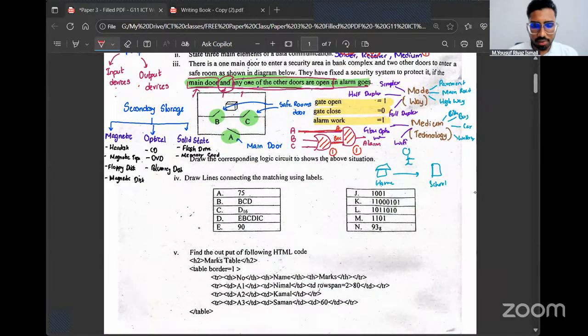Okay, because they have said A is the main door, it is represented as this main door, and any one of the remaining, so B and C are the remaining. So one of the remaining and A. Those who have any questions regarding this, let me know specifically what your question is and I'll explain it to you. Next, Hamza is dropping a question specifically.